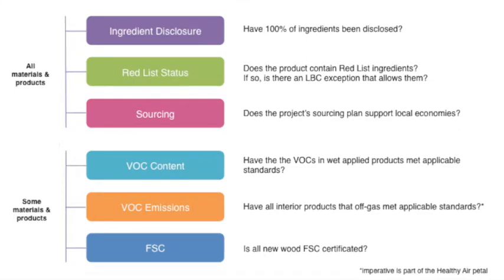First, we'll review the building blocks of material compliance, then talk about how to apply this work in the real world. There are 3 building blocks that apply to all products and 3 that apply to only certain categories of products. We'll go through these building blocks one at a time, starting with ingredient disclosure.